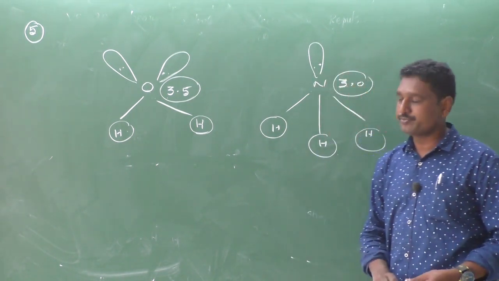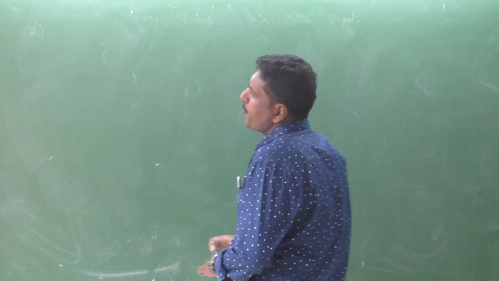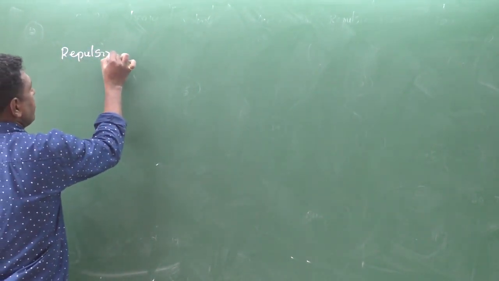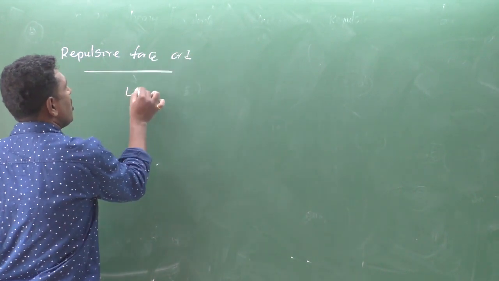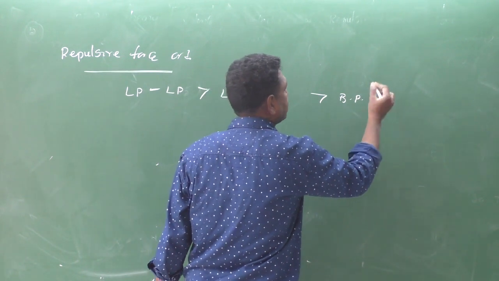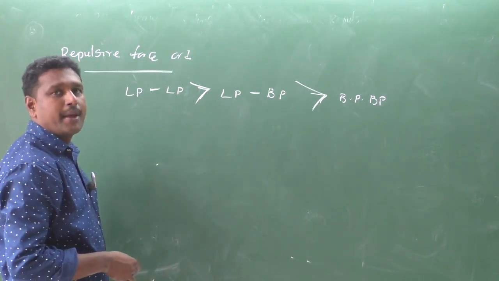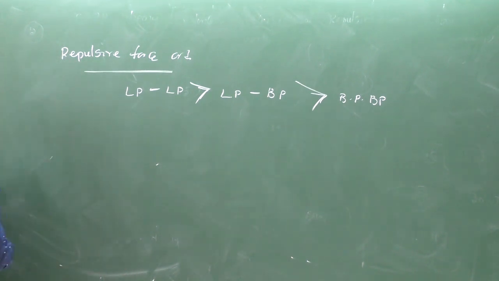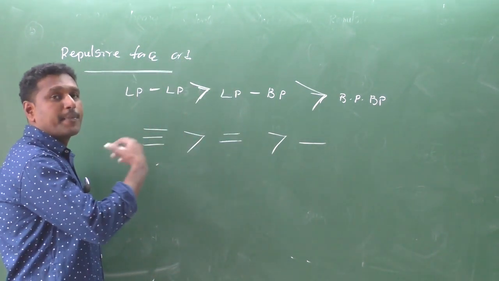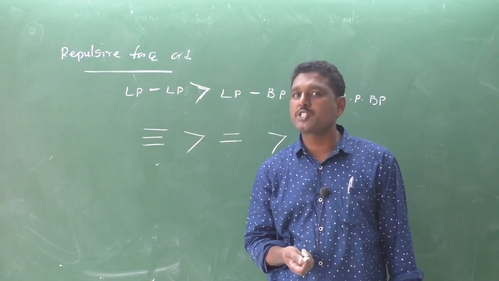After that, the sixth point is the repulsions between various bond pairs and lone pairs. The repulsive force order: lone pair-lone pair is greater than lone pair-bond pair, which is greater than bond pair-bond pair. So LP-LP is greater than LP-BP, which is greater than BP-BP. In the case of bonds, triple bond is greater than double bond, which is greater than single bond. So in the case of triple bond, repulsion forces are more. This is one of the important points. If the bonds increase, repulsion forces also increase.